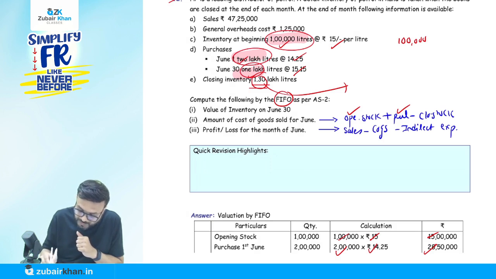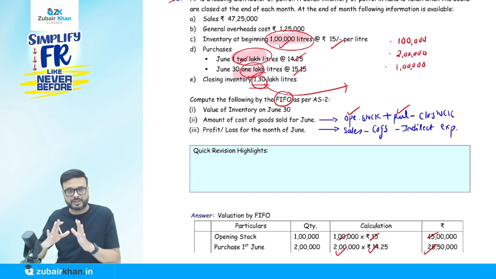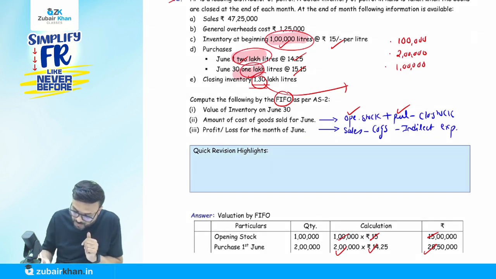Opening I have 1 lakh. Then I purchase how much here? The 2 lakhs here. Then I purchase how much? 1 lakh. This is stock. So, total purchase and opening stock. But in my closing stock, how much do I have?